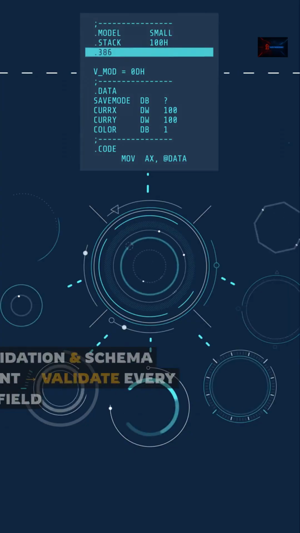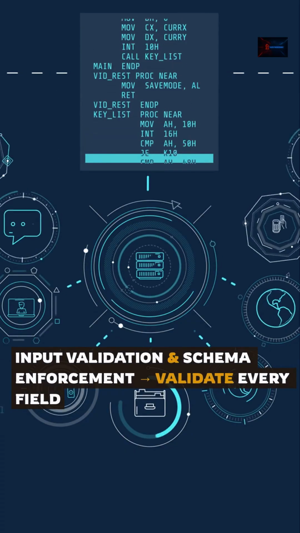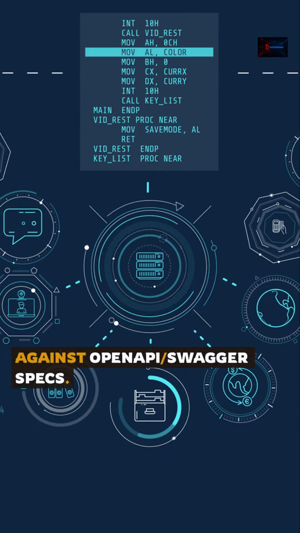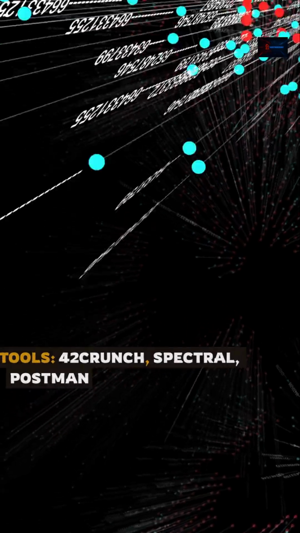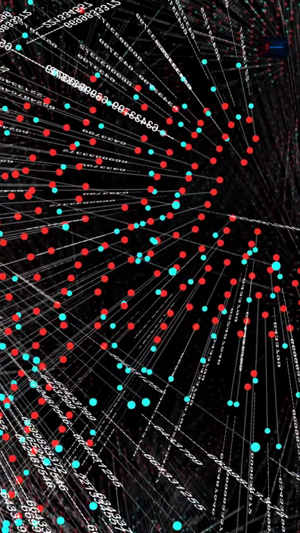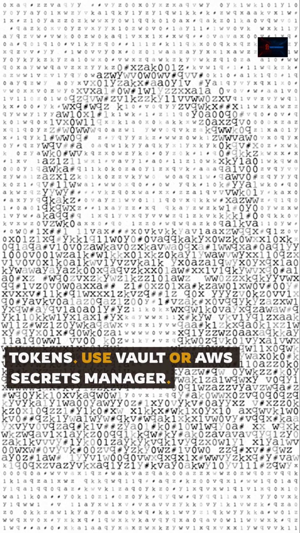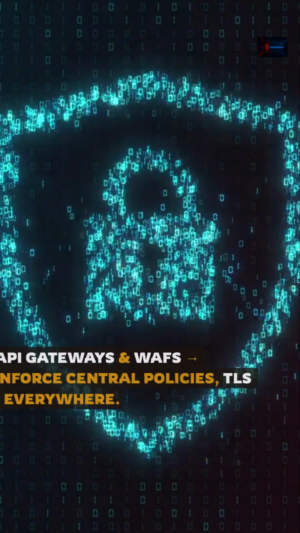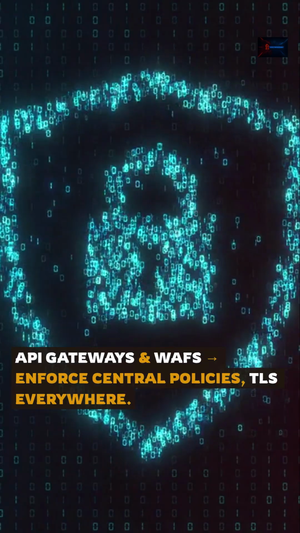Input validation and schema enforcement, validate every field against OpenAPI Swagger specs. Tools, 42Crunch, Spectral, Postman. Secrets management, never hardcode tokens, use Vault or AWS Secrets Manager. API gateways and WAFs, enforce central policies, TLS everywhere.